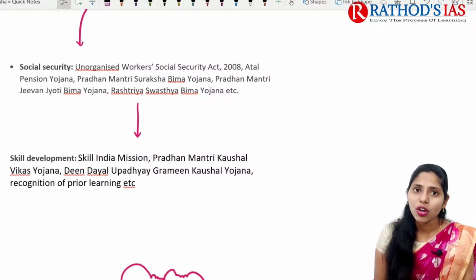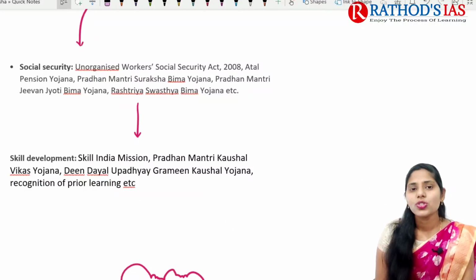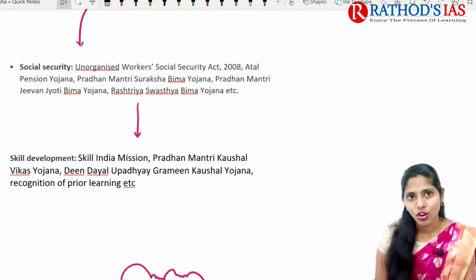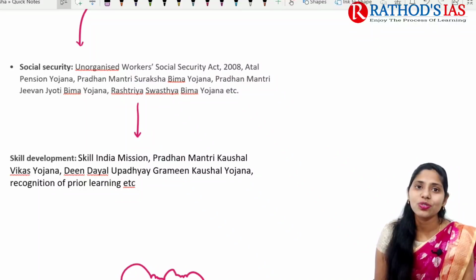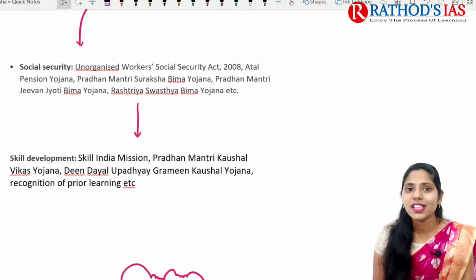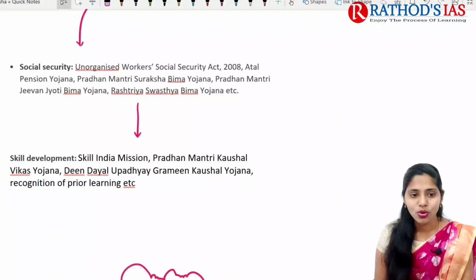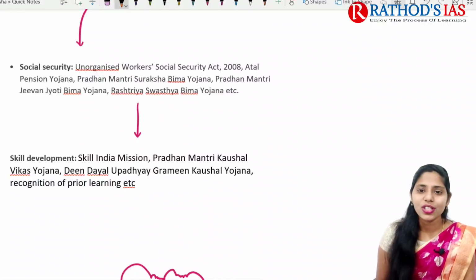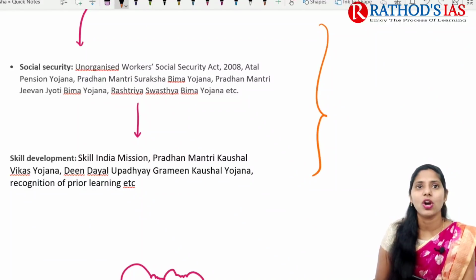Already you know that in informal sector the skills are very low. So mainly if we want to move towards formal sector and to improve the conditions of this informal sector, we need to provide the skills. So for providing the skills, government came with the Skill India Mission, Pradhan Mantri Kaushal Vikas Yojana, Deen Dayal Upadhyay Gramin Kaushal Yojana, etc. Okay, so these are the steps already taken by the government.